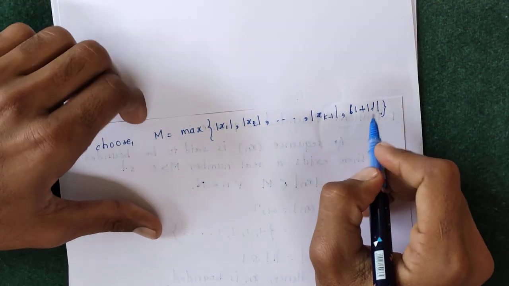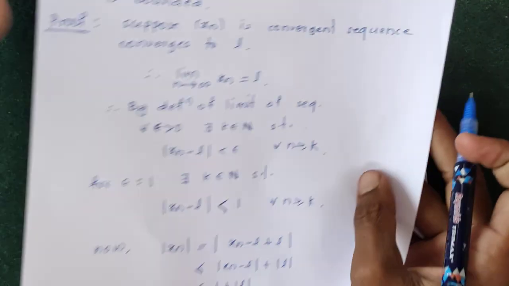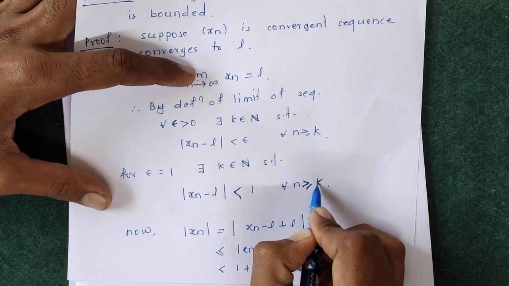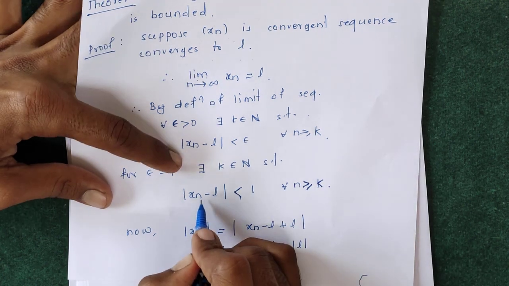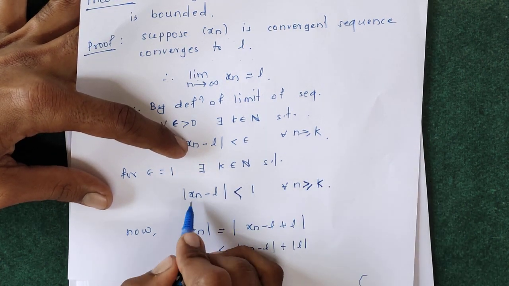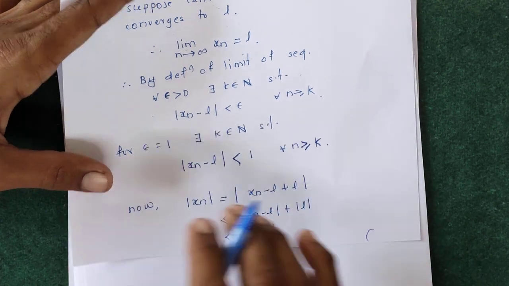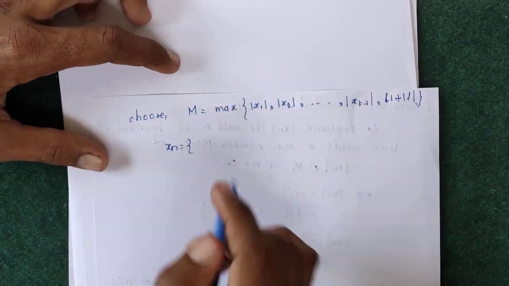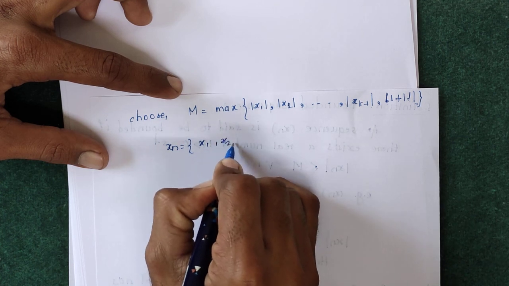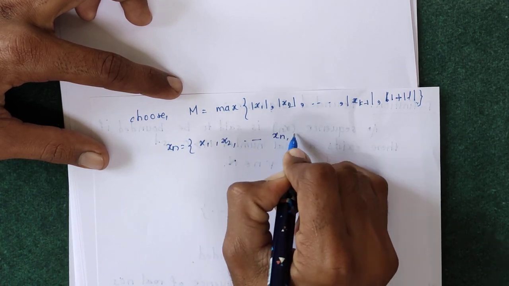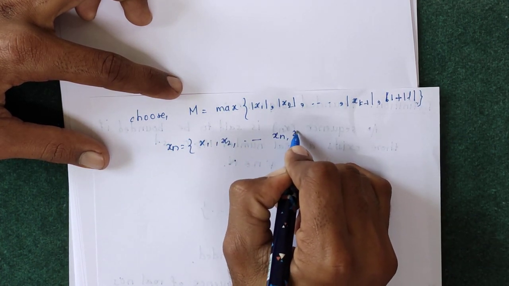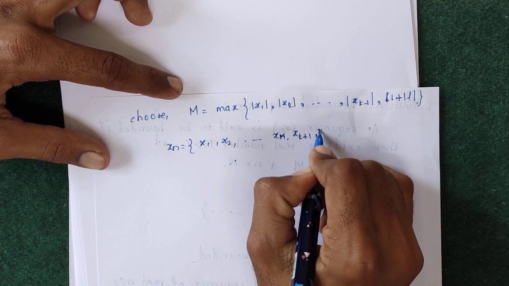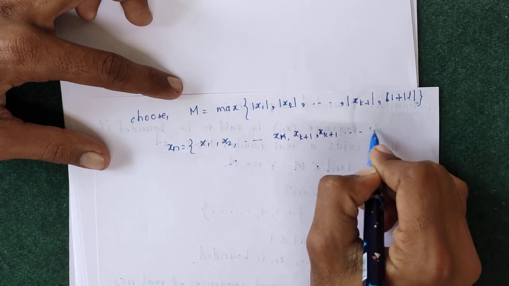Here 1 plus mod L, for all the elements of the sequence xn for which n is greater than or equal to k, we get mod of xn minus L. So now, in detail, we will take xn to be x1, x2, up to xk, then xk plus 1, xk plus 2, and all the elements of this sequence.